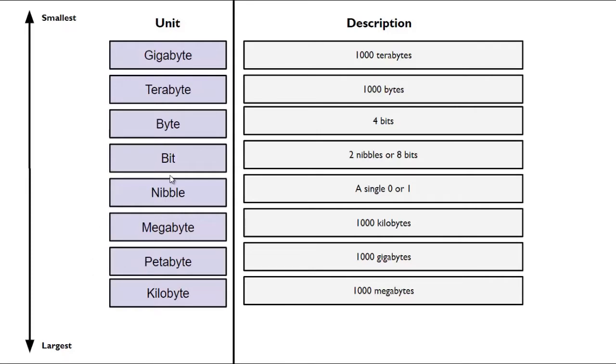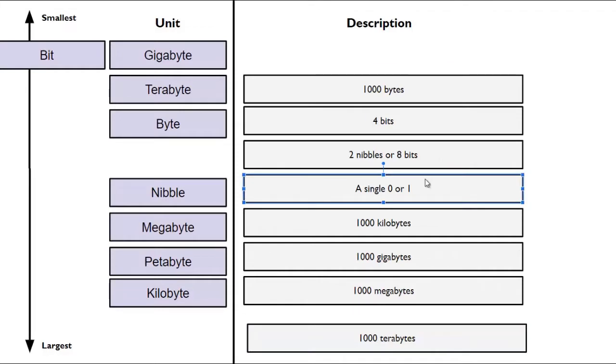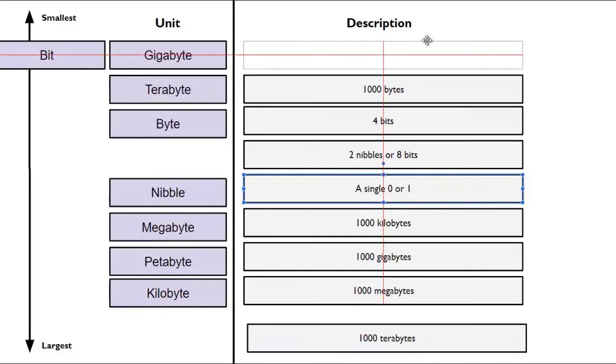Okay, so first of all, we're going to get these in order. So the smallest unit we've got is a bit. I'm just going to place it here for now. Okay, and a bit, and I'm going to shuffle these around at the same time. I'm going to do the descriptions as well. And a bit is very simply a single 0 or 1. So I'm just going to put that up there.